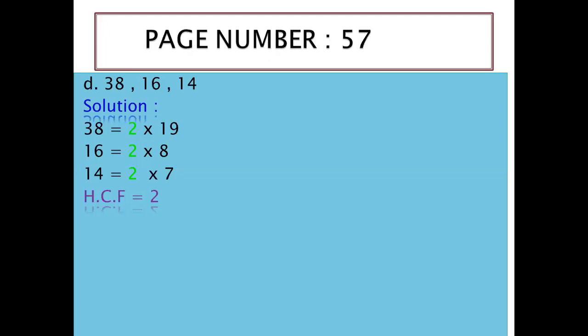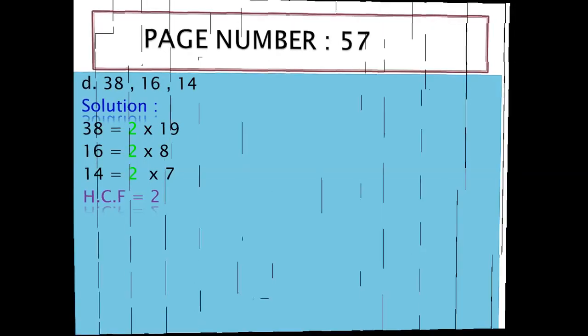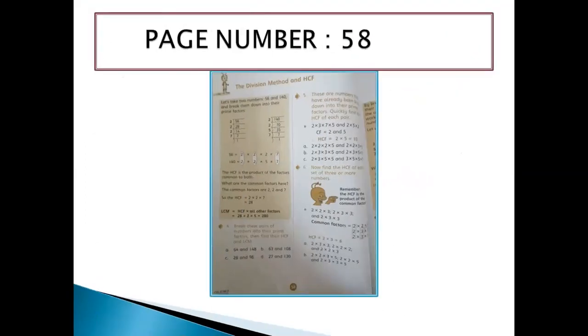We have finished page number 57. I told you there are 3 questions on this page and all the parts of these questions are included in our scheme, and we have finished this page. LCM and HCF. LCM by division method, prime factorization method.